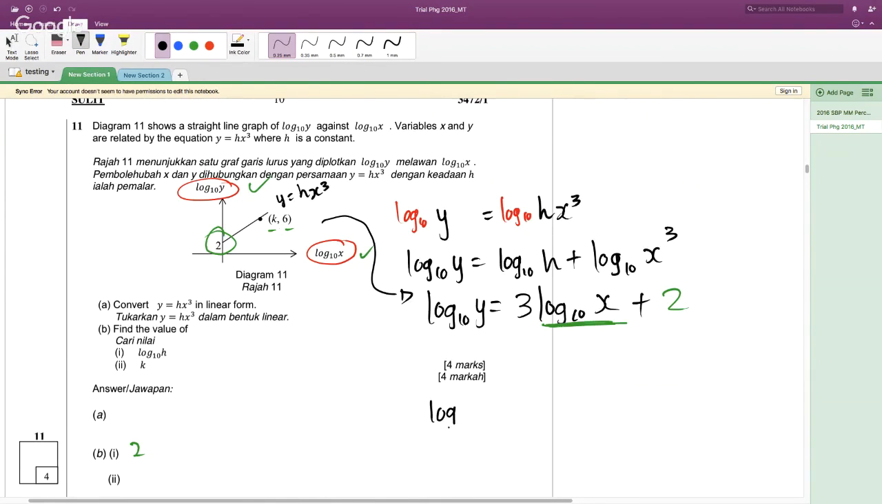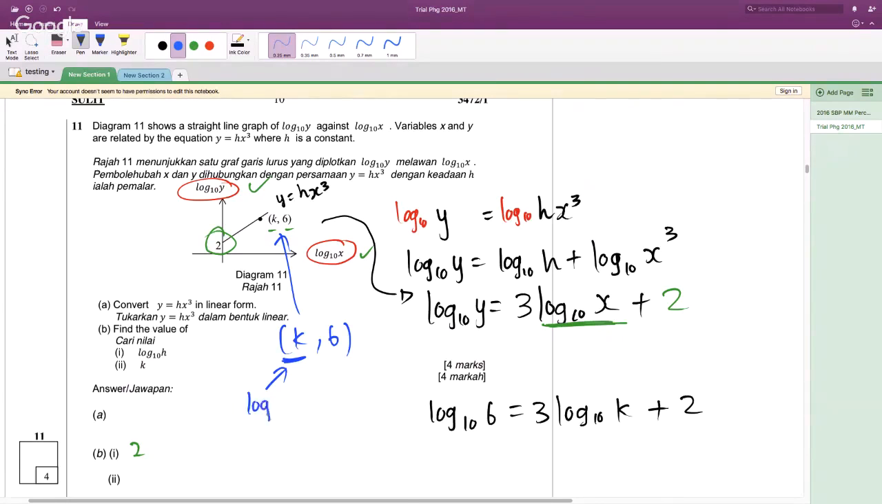They will actually do something like this: log 10(6) equals 3 log 10 k plus 2. And the way they write it, it seems no problem. But this is the big problem here. Because in this coordinate here, (k, 6), the k itself, you have to refer back to your x-axis. k itself actually represents log 10 x. The 6 over here actually represents log 10 y.